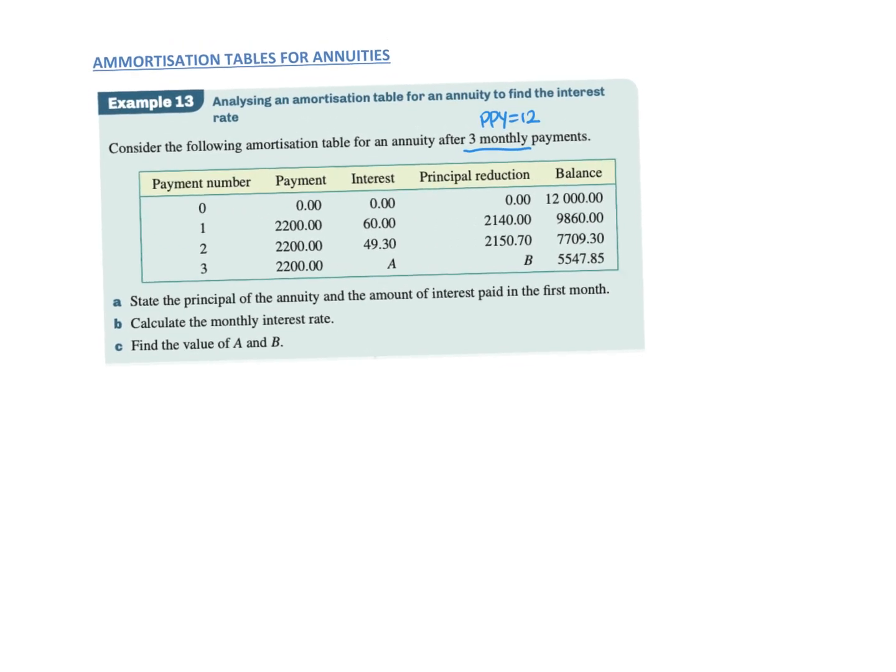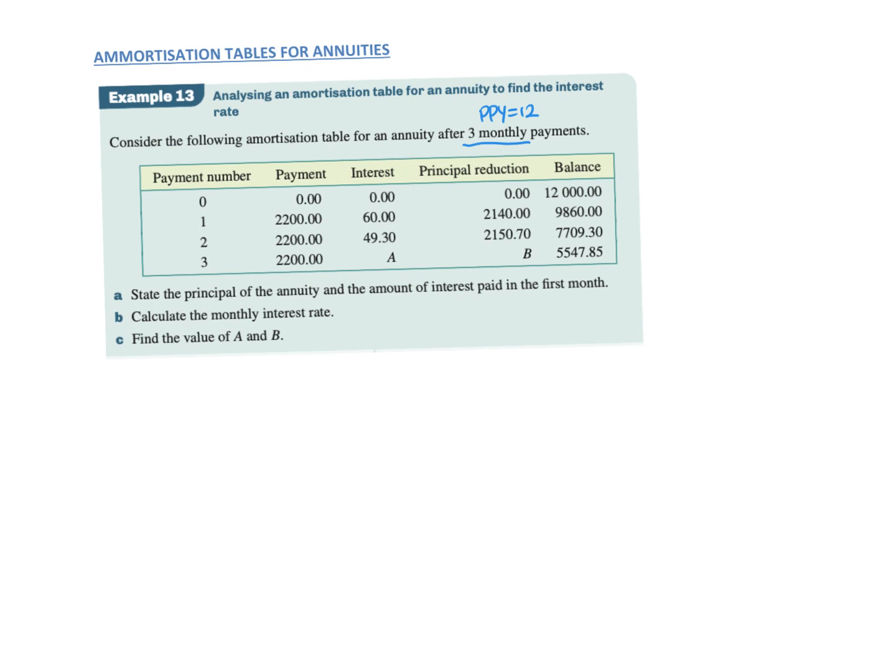Okay, so the first one is A. It says state the principal of the annuity and the amount of interest paid in the first month. So you're just reading that off. They're just checking that you understand what an amortisation table is showing you. So where is the principal? Yeah, the top right. So they're saying that's the principal, isn't it? That's our original amount when nothing else has happened. So you just write that out, that it's 12,000.